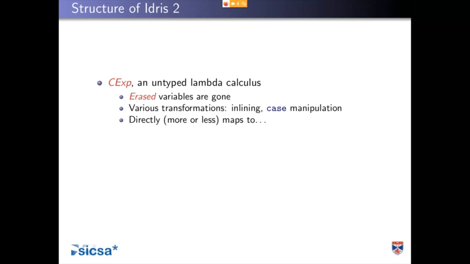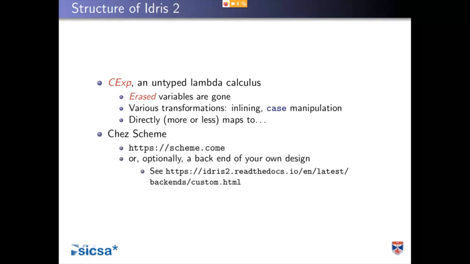Anyway, the nice thing about CSExp being an untyped lambda calculus is that it pretty much directly maps to Scheme. So Chez Scheme is the default, but also Racket. There's an almost complete Gambit Scheme backend, but also a backend of your own design. So if you know how to compile a functional language of any form, you'll be able to adapt that to working with Idris. There are some other phases. There is a lambda lifting phase, and there's a translation to a normal form, but neither of those are used in Chez Scheme. There are things that you could use on your own backend if that's what you want to do. So that's the overall structure.